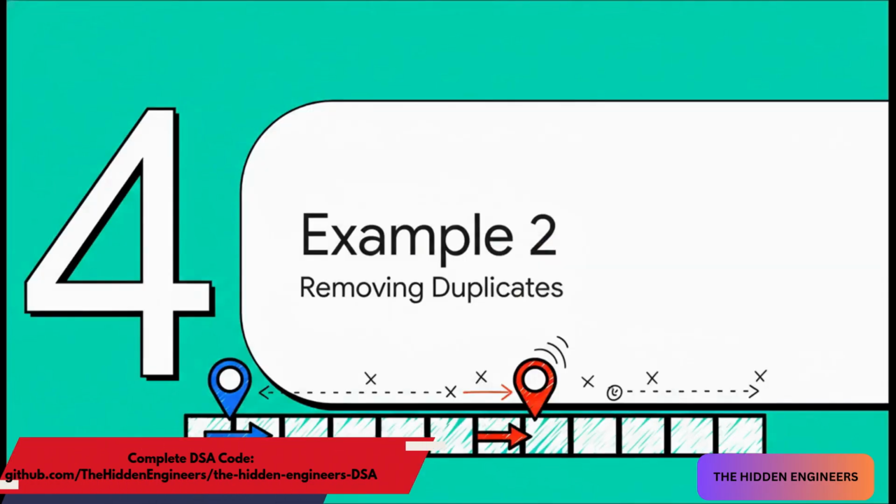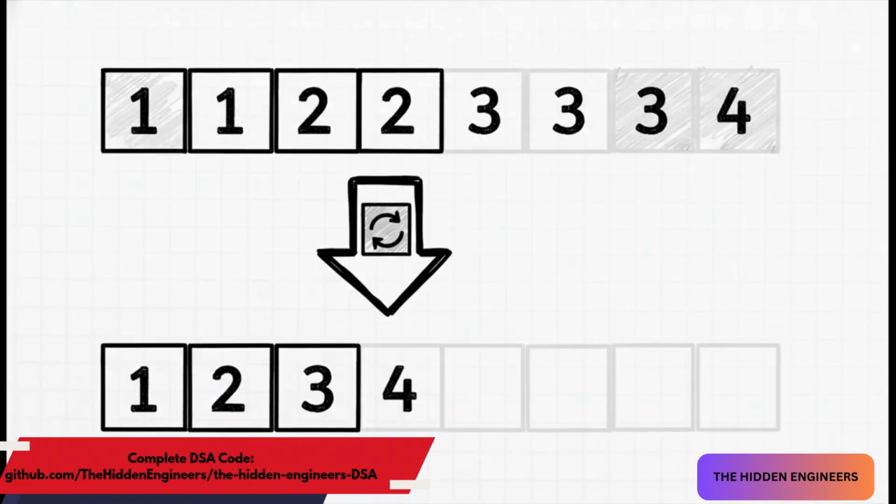Okay, awesome. Let's check out a different kind of problem to see how flexible this pattern really is. This time, we're not just looking for something. We're actually going to change the array itself, and we have to do it in place. So here's the deal. We get a sorted array that has a bunch of duplicates, like 1, 1, 2, 2, 3, 3, 3, 4. Our job is to squish it down so all the unique numbers are at the front.